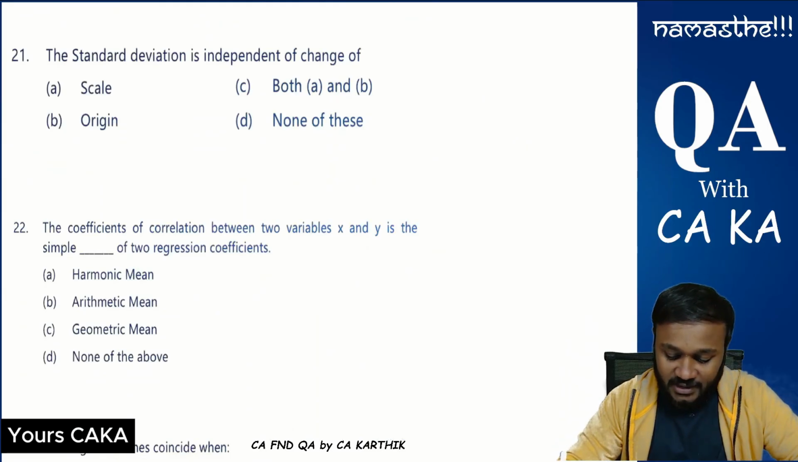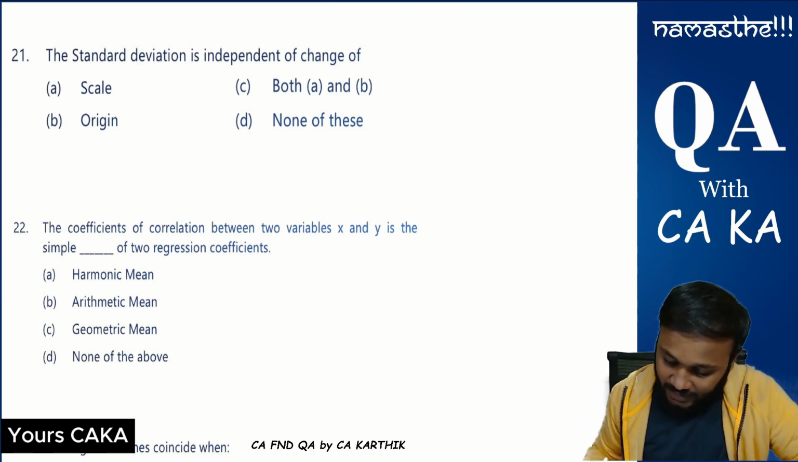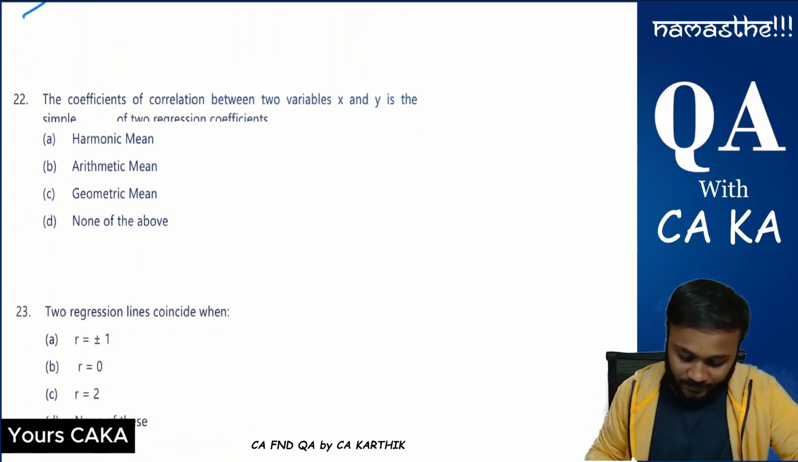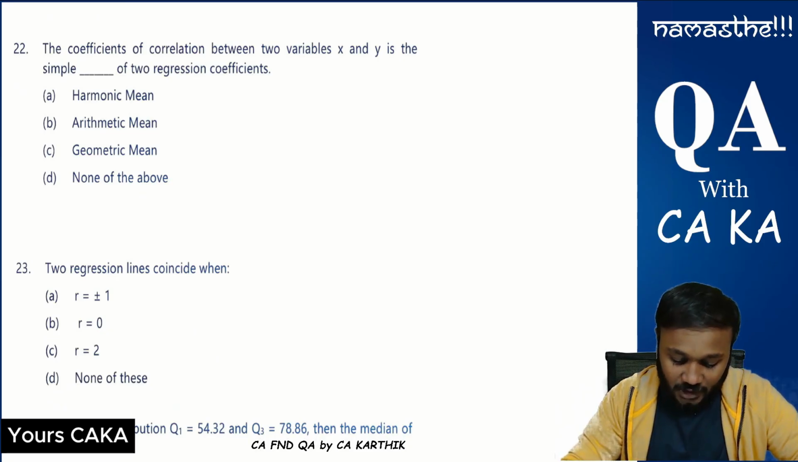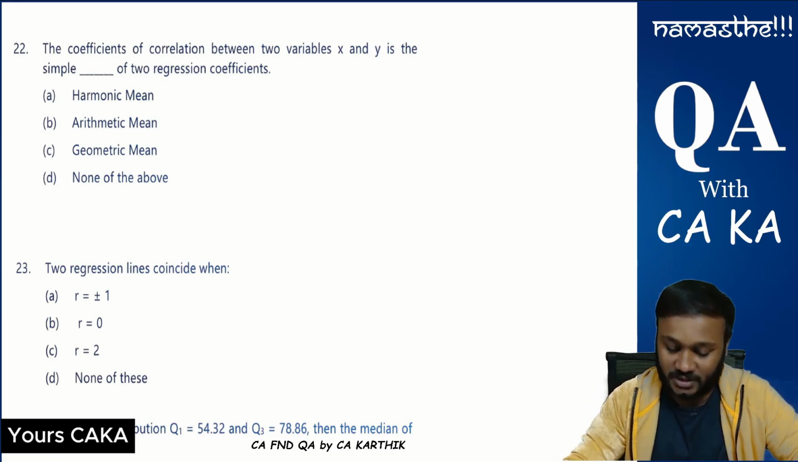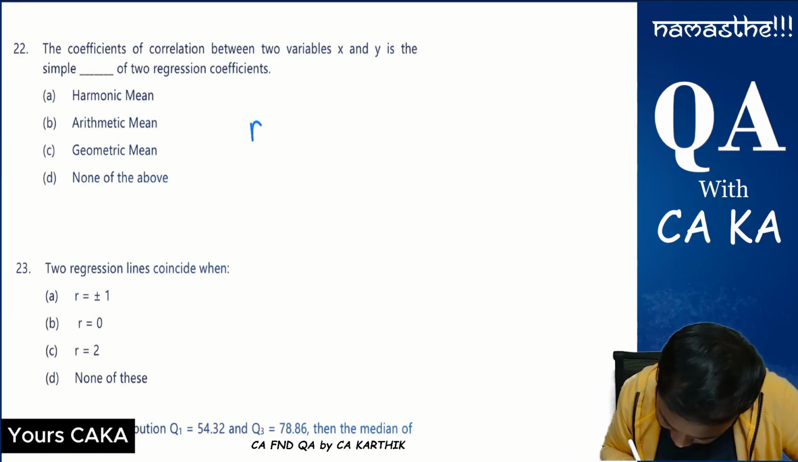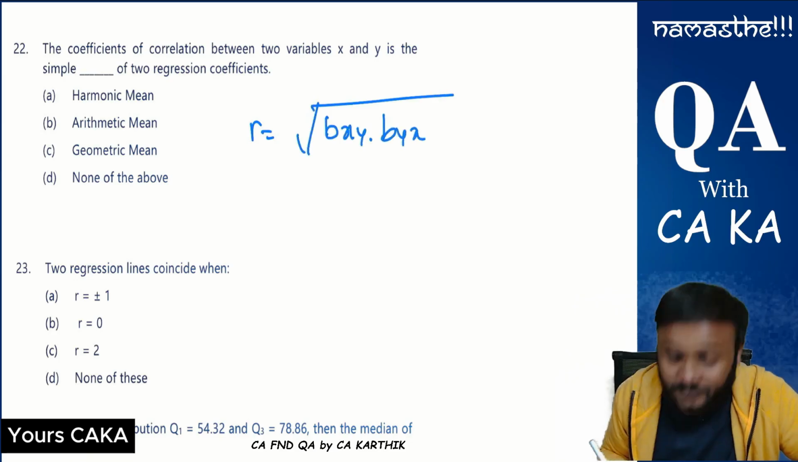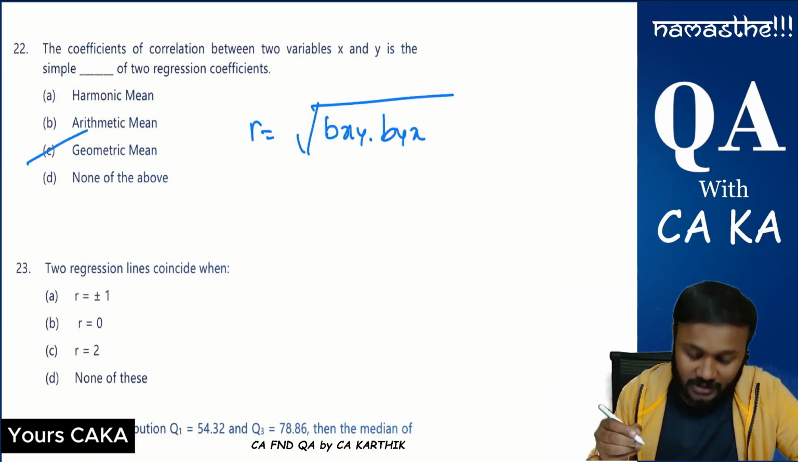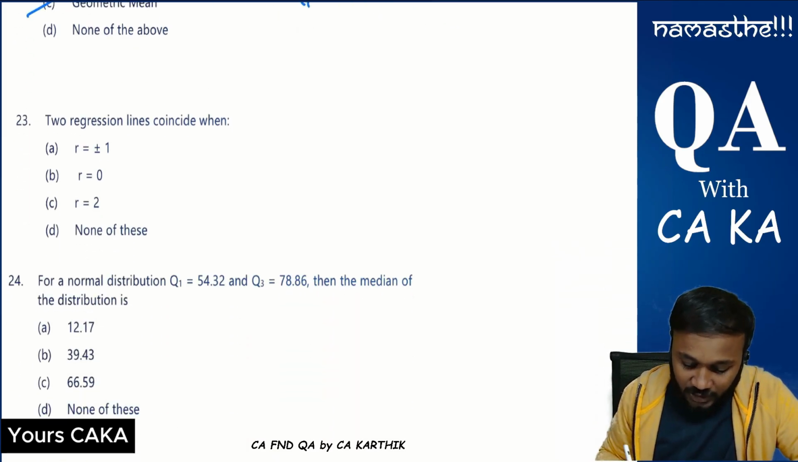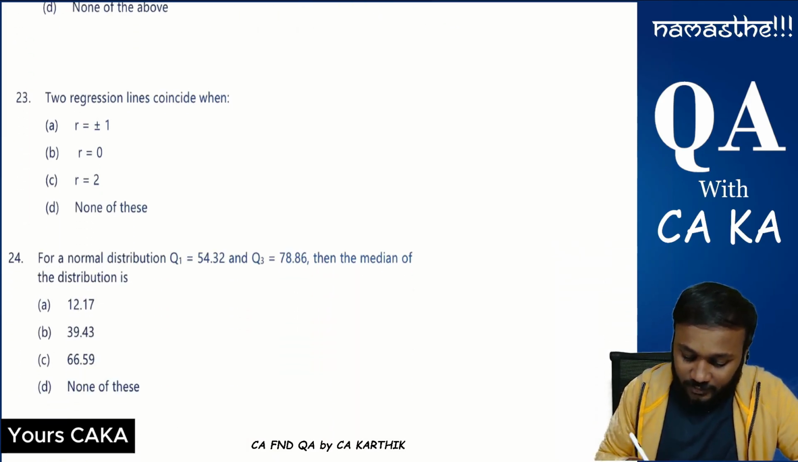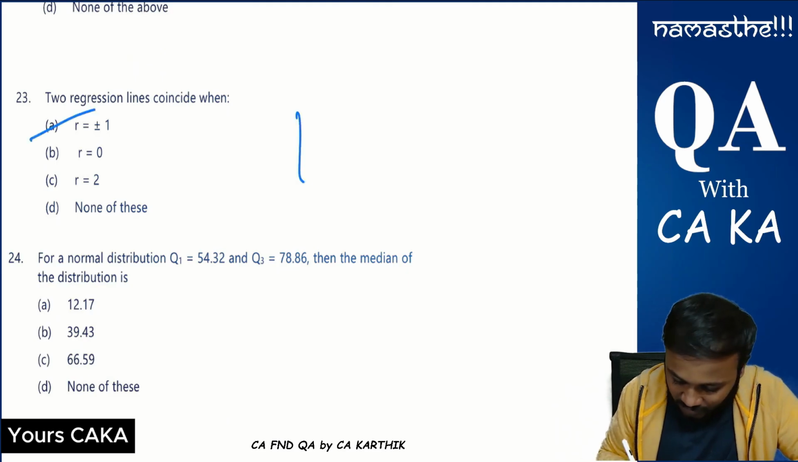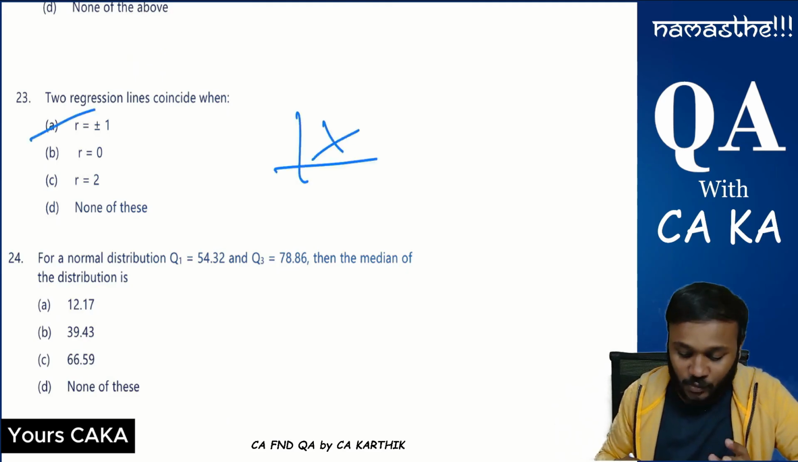Solve this. Okay. Now, 21st question. The standard deviation is independent of change of. Sir, what is the answer? This is a property which we learned in our class. It is straight away origin. Now, 22nd question. The coefficient of correlation between two variables x and y is a simple dash of two regression coefficients. Sir, if you remember this formula, you can at least guess: bxy into byx. It is looking like geometric mean. Yes, sir, the answer is right. Geometric mean. When two regression lines coincide, straight away r is equal to plus or minus 1.